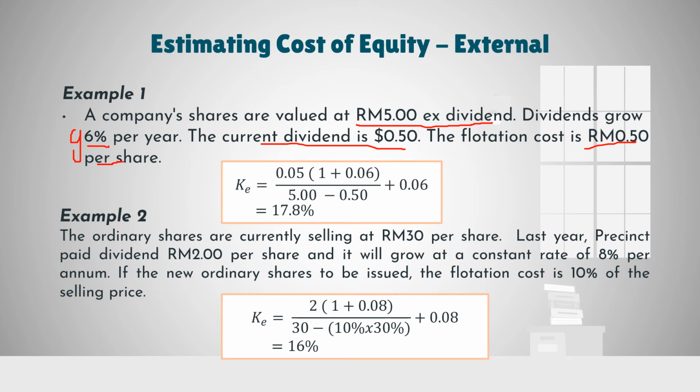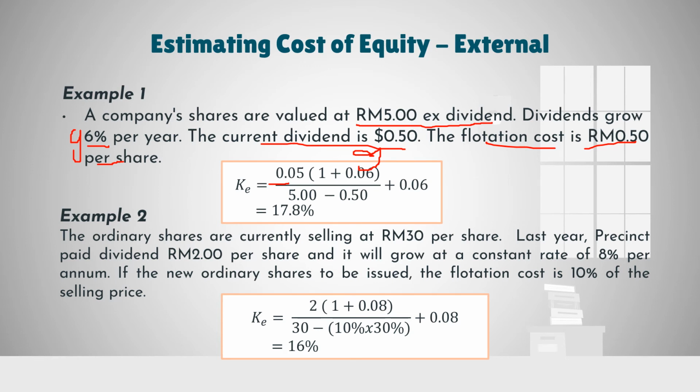So, dividend grows 6%. The current dividend adalah 15 cents. So, 15 cents is this one. 1 tambah 0.06, which means that this one is G. And you divide by 5 ringgit minus 15 cents sebab ada flotation cost. You times with the 0.06.